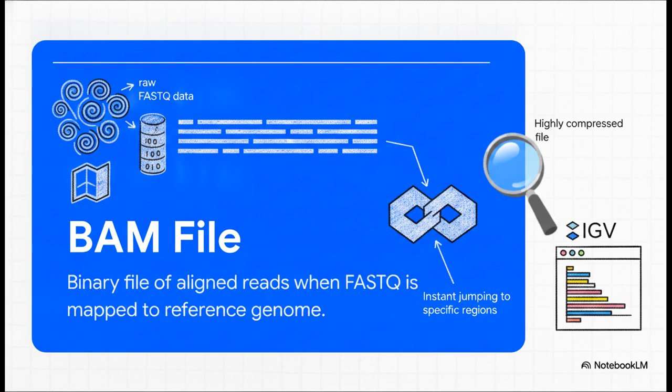Once that software does its heavy lifting, our raw data transforms into a BAM file, which stands for Binary Alignment Map. Because it's a binary file, it's highly compressed. But when paired with an index file, it allows analysts to instantly jump to specific regions of the genome and actually view those aligned reads manually using visualization tools like IGV.